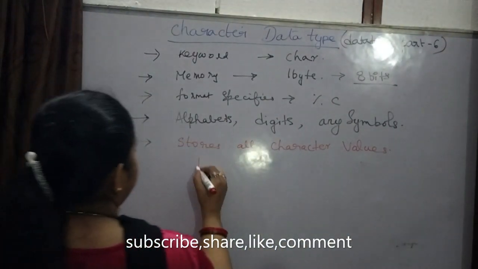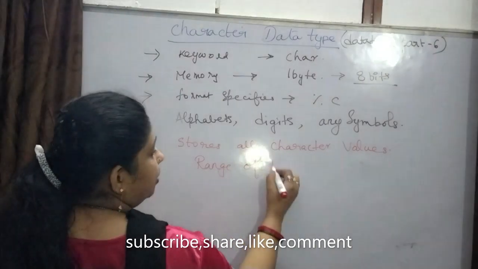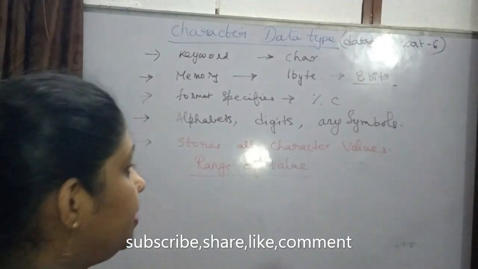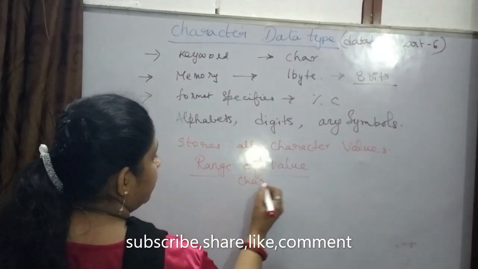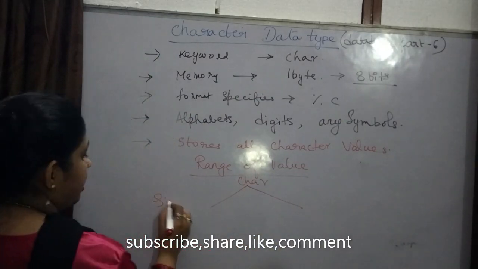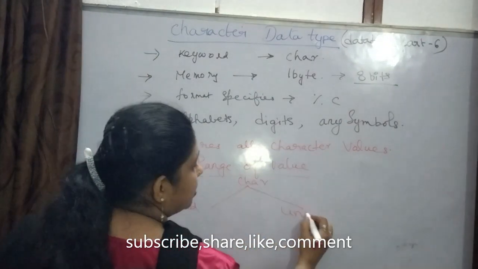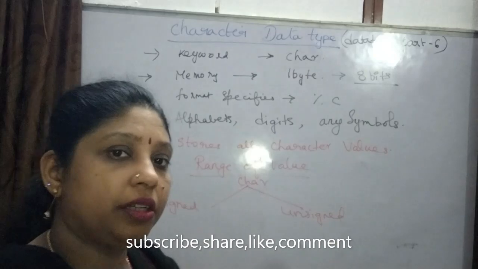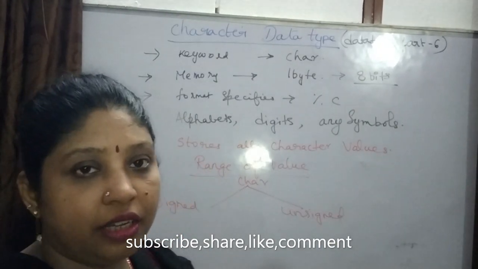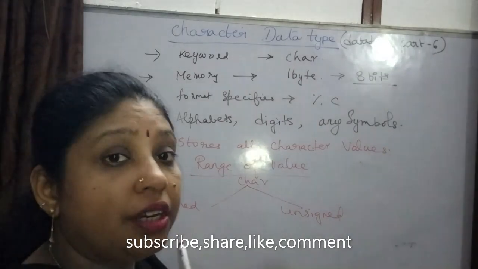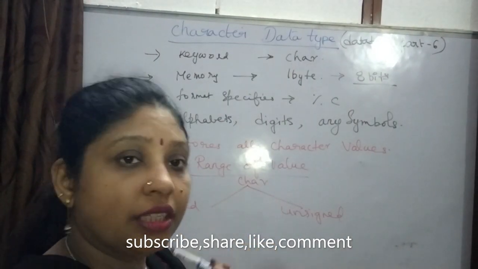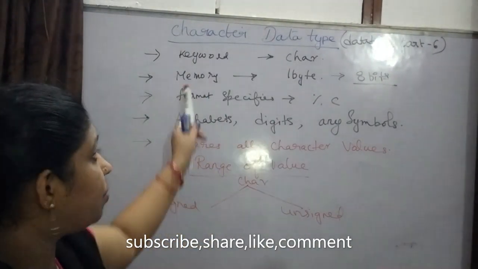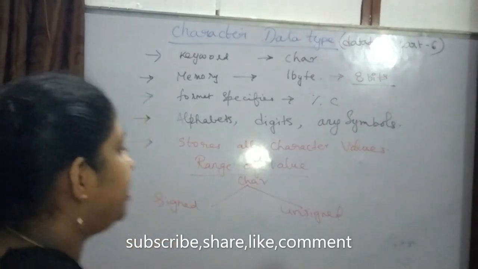Now, the range of values for this character. As I said, for char you again have signed and unsigned. In the same way that integer has signed and unsigned, the character data type also has signed and unsigned. Now we are going to discuss the range of values for signed character and unsigned character. I hope you understood all these things. Now I will be discussing the signed and unsigned characters.